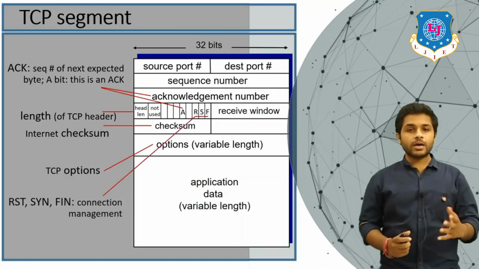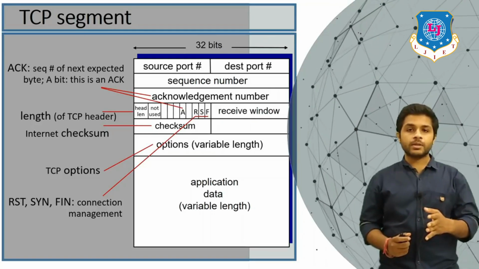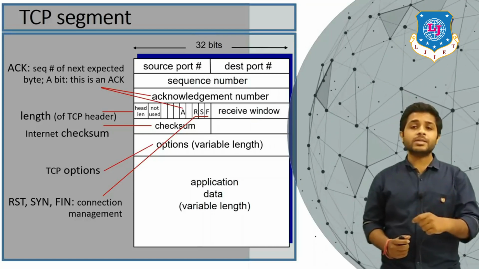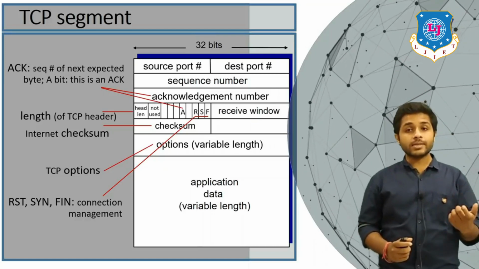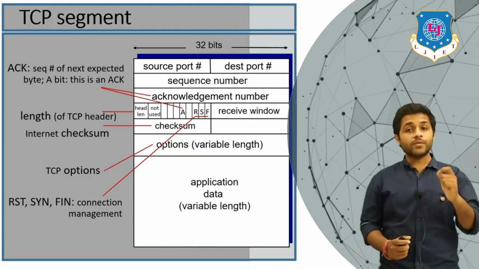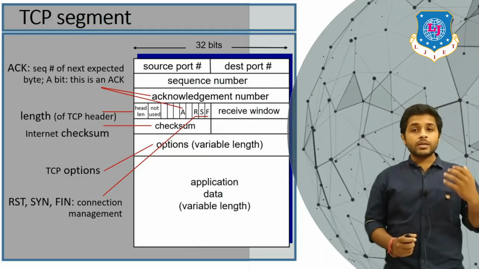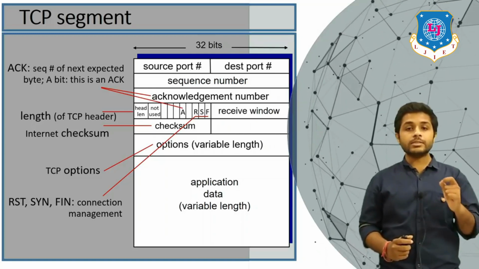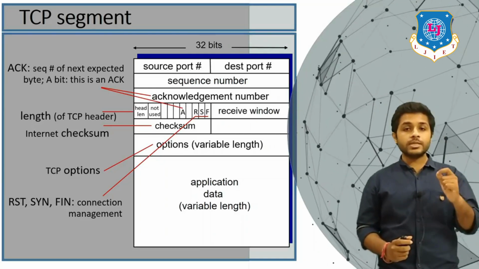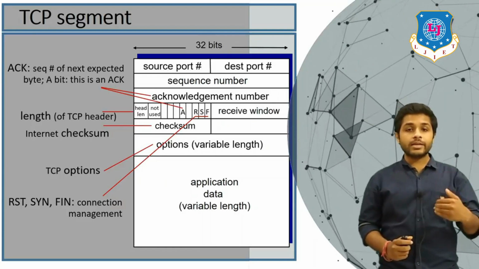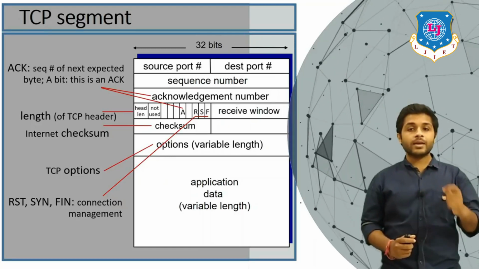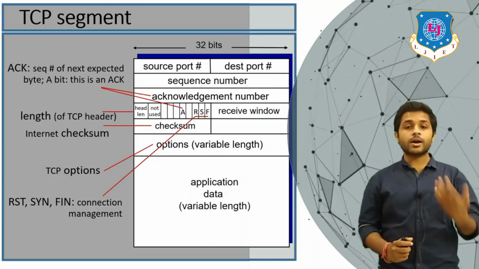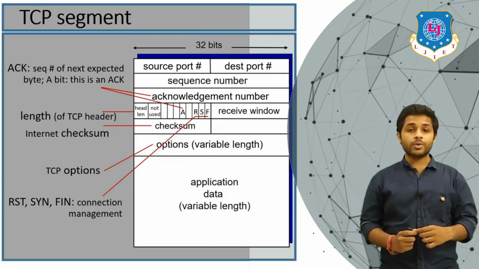The next three fields are the reset, syn and fin. These are the flag bits, and the size of each individual bit is 1. The first one is reset. When the value in this field is 1, it means that the connection should be terminated at both sides. The next field is syn. When the value of this field is 1, it means that the sender tries to synchronize with the receiver. And after that, fin means that the sender wants to finish the connection. These fields are known as connection management.